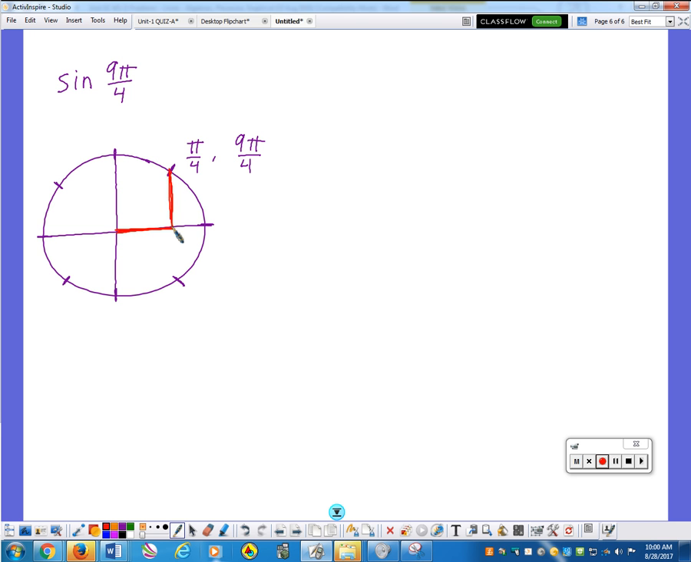So that's where the √2/2 comes in. The cosine of that angle, 9 pi/4, is the value √2/2. And because I went up over in a positive direction, it stays positive. The sine has exactly the same value, √2/2. Because I went up, that counts positively as well. That makes sense? Yeah.